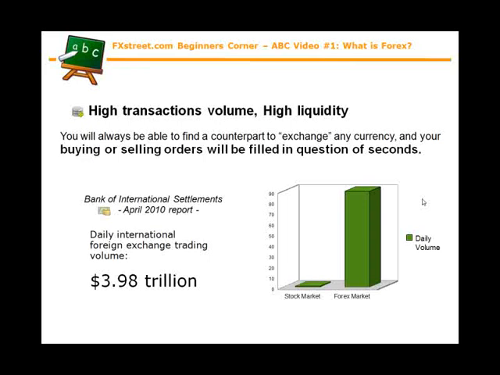As an example, Wall Street moves only on a daily basis $45 billion. That is almost 90 times less.